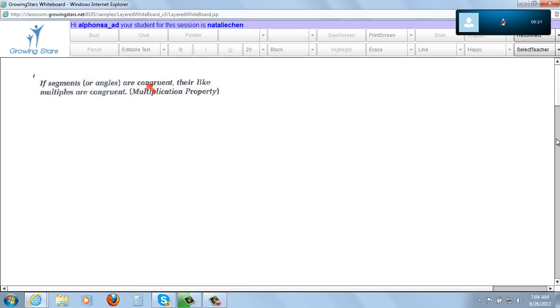Yeah, everything is specified here. If any two segments are congruent or if any two angles are congruent, then their like multiples are congruent. What do you mean by like multiples? I think we went over this yesterday. Like multiple means multiplying by the same number.